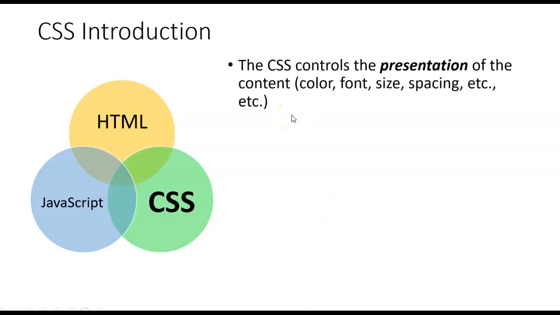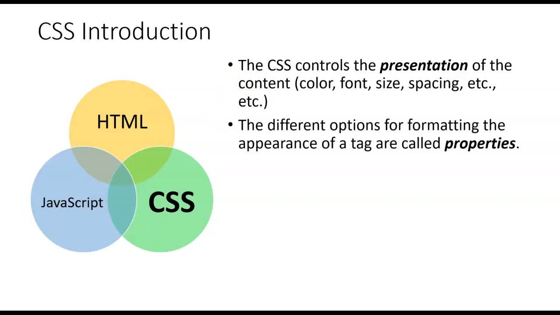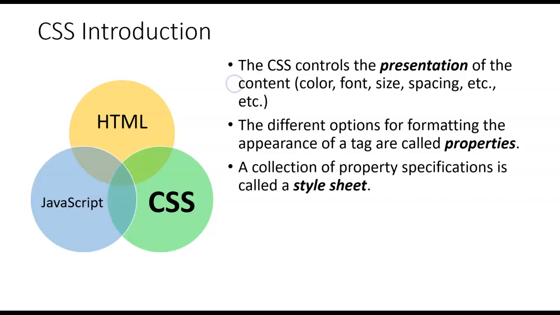The CSS language controls the presentation of the content. So things like color, font, size, spacing, and so on are governed by CSS. To do all that, we take all of those different features of a piece of content or a tag, and we break them down into things called properties. The different options for formatting the appearance of a tag are called properties. And we put all those properties together, and we call those properties combined together a style sheet.